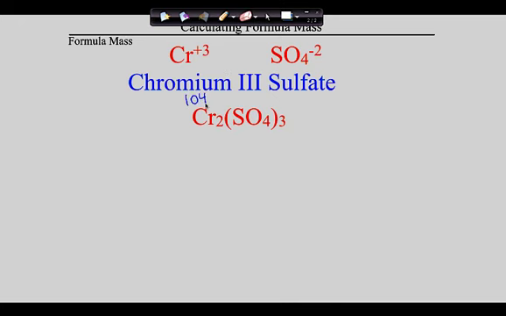Now, guys, do this. What does sulfur weigh? Find its mass in the periodic table. Is it 32? Is it point something? 0.1. Okay, so guys, sulfur weighs 32.1. But how many of them are there? 3. So 32.1 times 3 is 96.3. So we're going to write that right there.